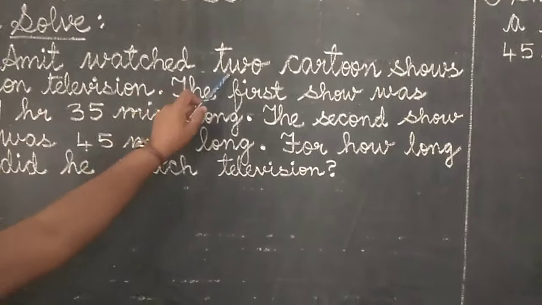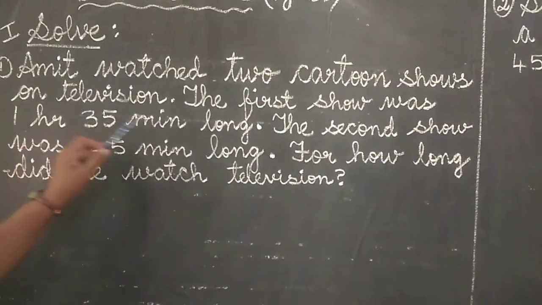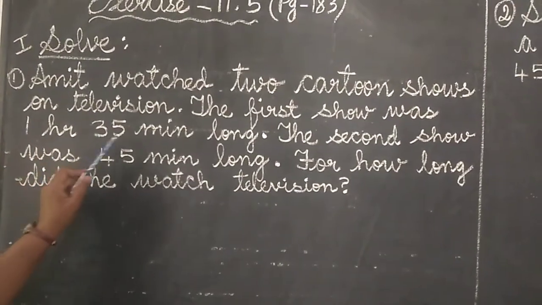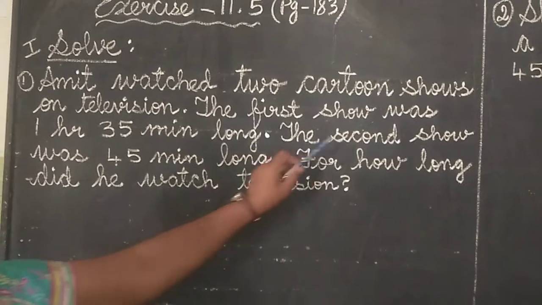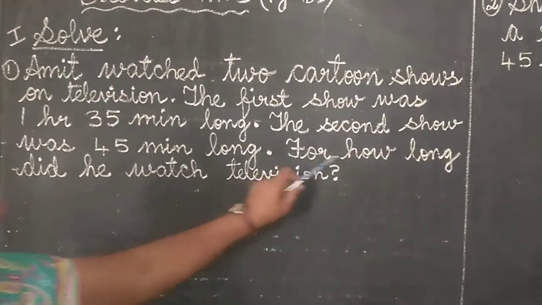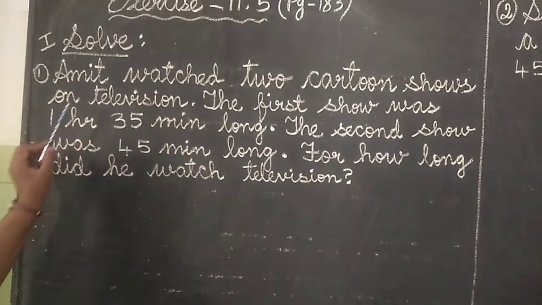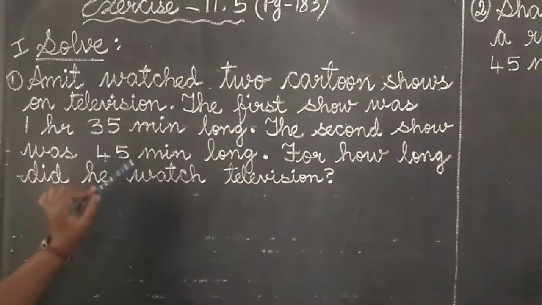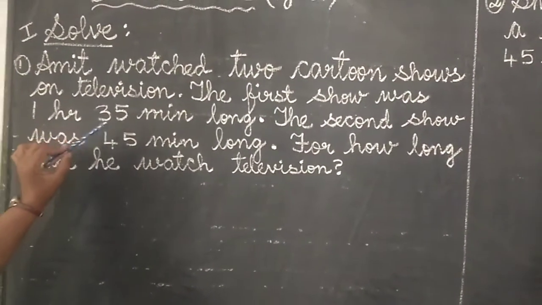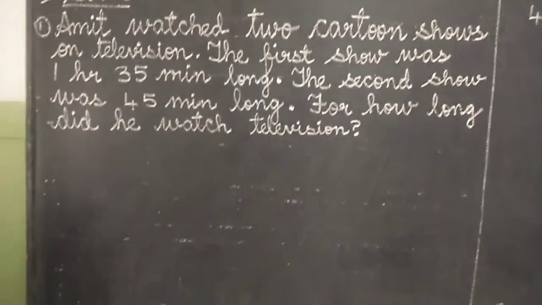Amit watched 2 cartoon shows on television. The first show was 1 hour 35 minutes long. The second show was 45 minutes long. For how long did he watch television? So see, first show 1 hour 35 minutes and the second show is 45 minutes. So you have to find out how long he watched television. Okay children, we'll see this one.